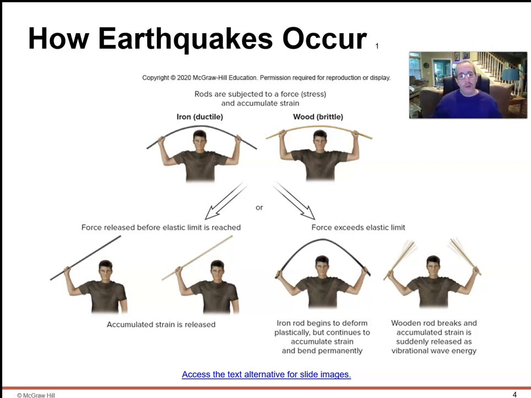So you bend that wood to the point, it'll bend a little bit, but eventually it's just going to break. And when it snaps, when that break happens, that's the earthquake happening. And you can think about the sound waves that come. You hear the snap of the wood. Think about those sound waves as the waves in the earth that create earthquakes.